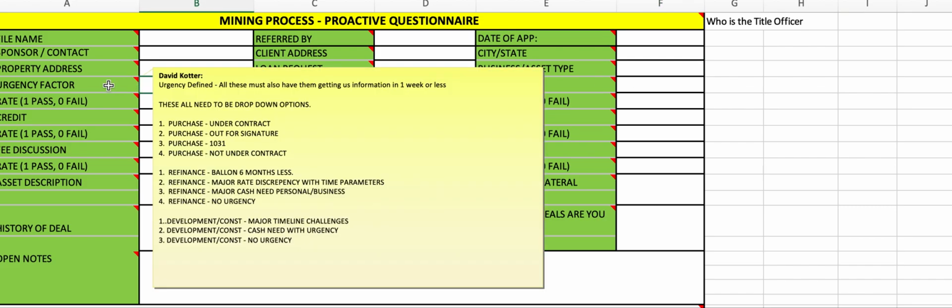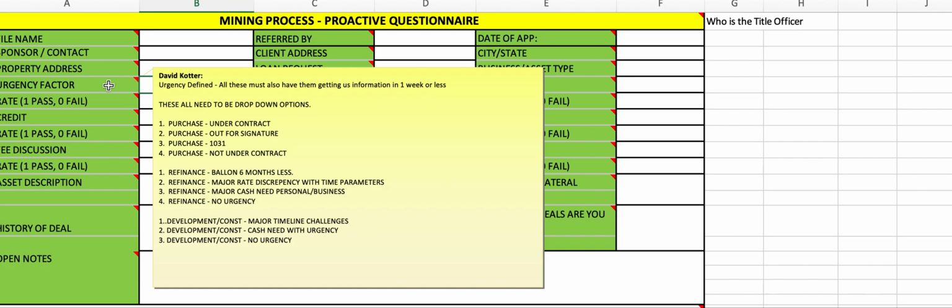Then we're going to get into some where we're starting to really screen. We call these the mining. So you're trying to mine through information to see if there's a fit. Urgency we define as all these must also have them getting us information within a week or less. We kind of talked about that. So urgency are things like this.